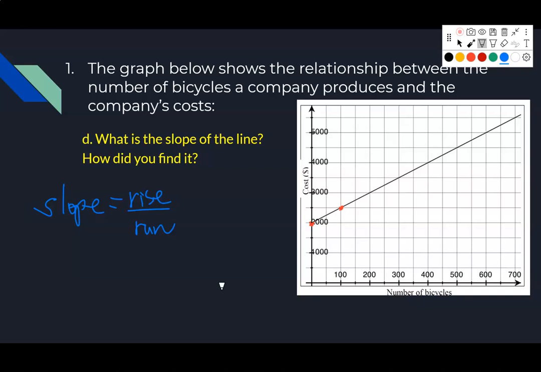So we have the vertical distance. This is what you call the rise, and that is 500. And this is the horizontal distance, which is the run, and that is 100. So to solve for the slope, that is 500 over 100. So our slope is equal to 5.